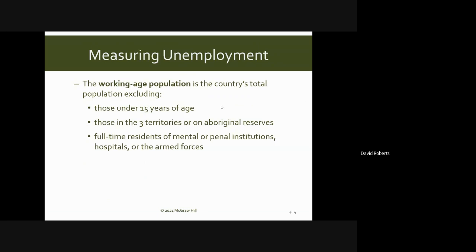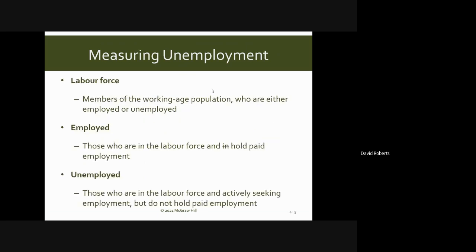Unemployment. The working age population is those people, and it's stated on the slide in the negative. So those people 15 years or older, those people who are on the three territories or in Aboriginal reserves are not included in the working age population. And then full-time residents of mental or penal institutions, prisons in other words, hospital or the armed forces are not part of the working age population.